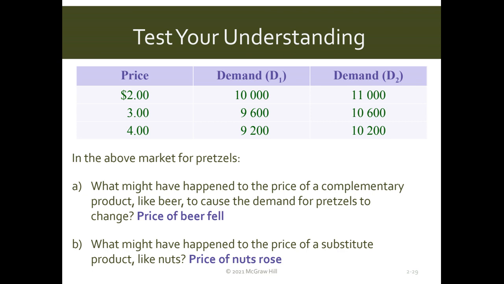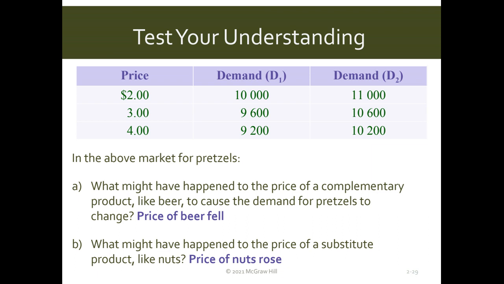So this was the example where I just finished part 1. So in this example, you have to understand the concept of complementary products and substitute products. Answers are already given here. So if you look at this table, prices are given as $2, $3, $4. Demand 10,000, 9,600, 9,200, and then another demand.